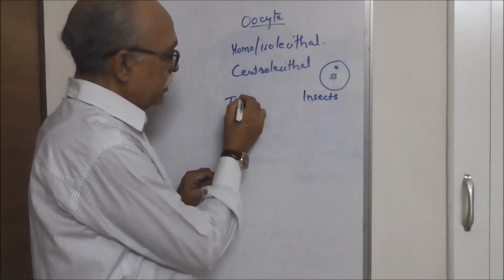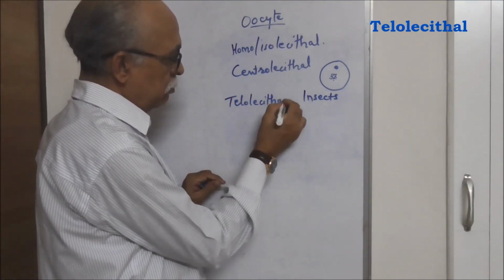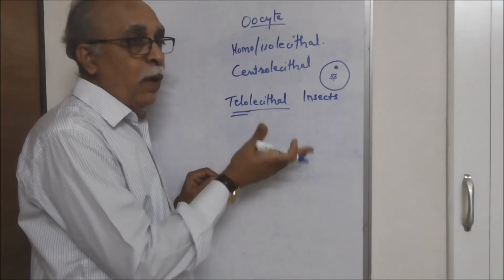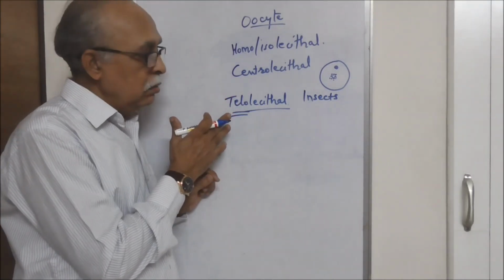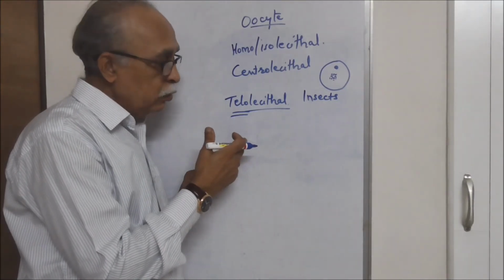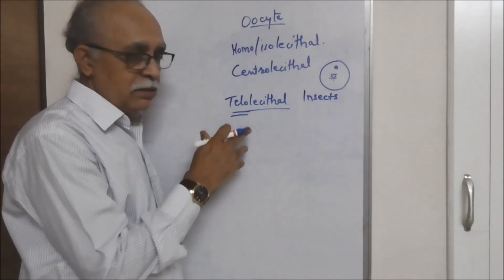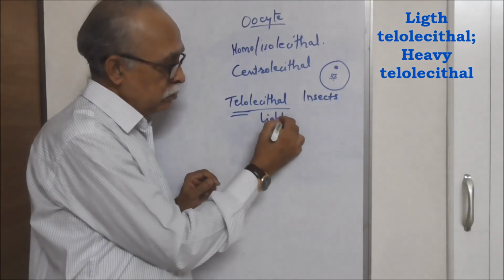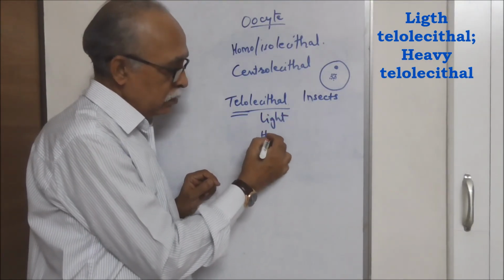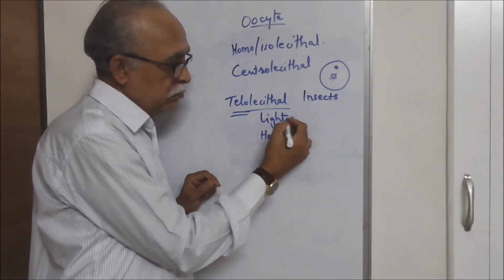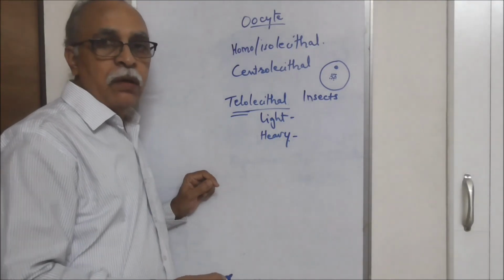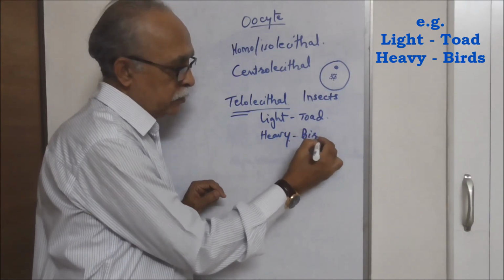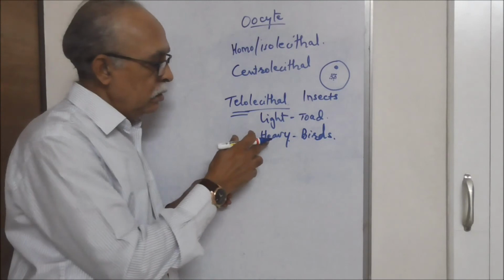Then telolecithal. Telo means end. So yolk is contained in one part of the cell. Maybe it could be macrolecithal, it could be mesolecithal. Accordingly, telolecithal types can be made into light and heavy. Mesolecithal eggs and macrolecithal eggs. This could be seen in toad, this could be seen in birds. Heavy telolecithal.